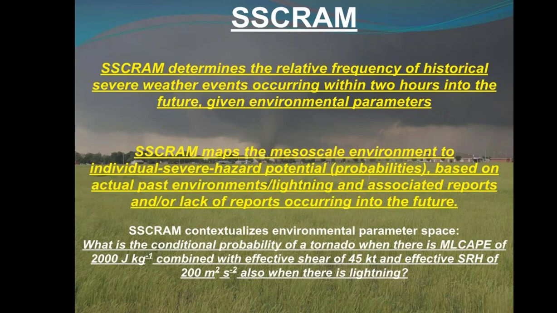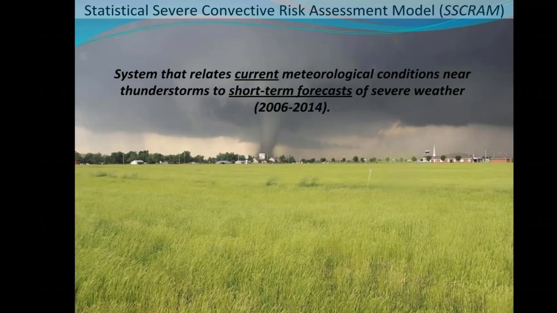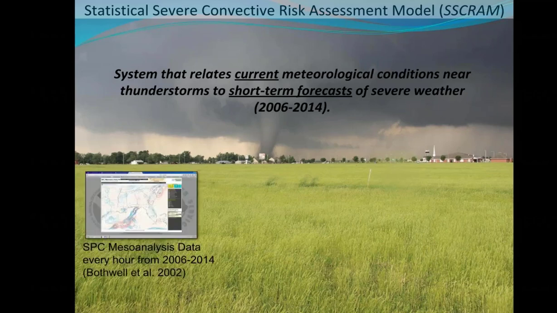I gave some parameters. What's the percent of time that we get a tornado, for instance, given other parameters here, but parameters are going to vary from case to case. SCRAM will tell you those probabilities based on a reproducible, repeatable, very large data set, serving as the foundation. It's a system that relates current meteorological conditions via thunderstorms to short-term forecasts of severe weather probabilistically, which we can use as the foundation for threat messaging for severe thunderstorm hazards.